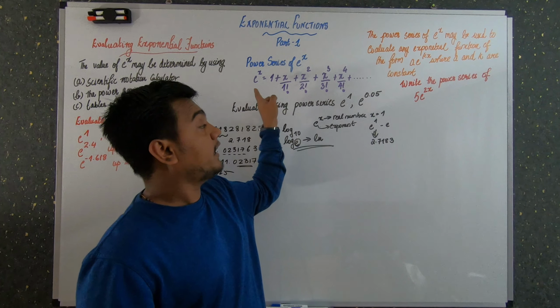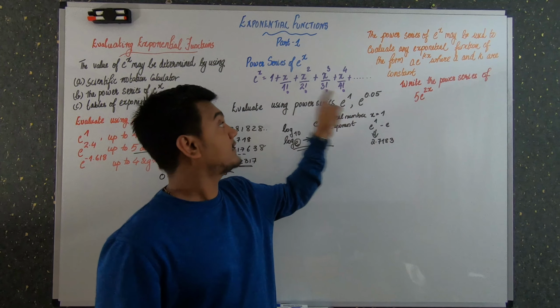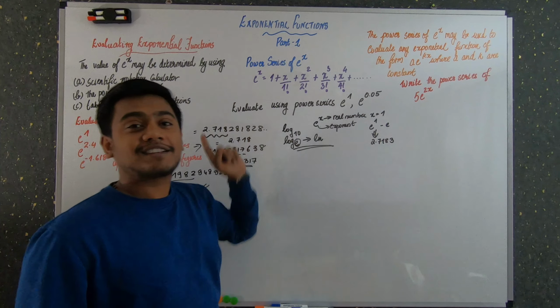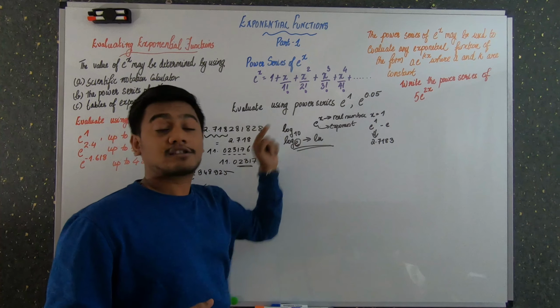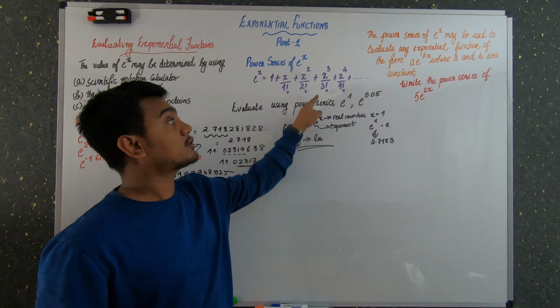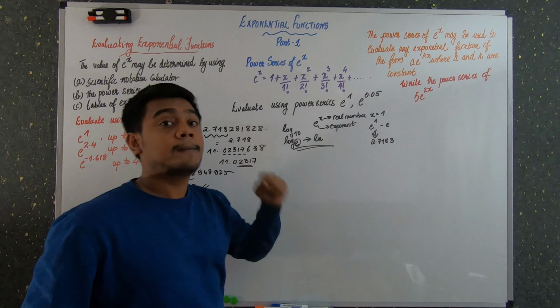This is the formula for the power series. Let's read it. e raised to x is given as 1 plus x by 1 factorial plus x squared by 2 factorial plus x cubed by 3 factorial plus x raised to 4 by 4 factorial, and it goes on.